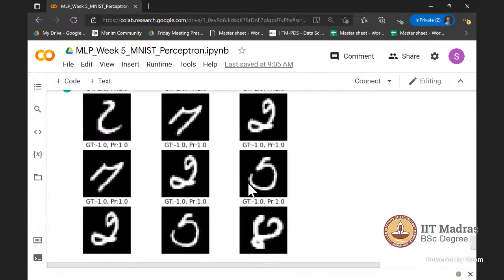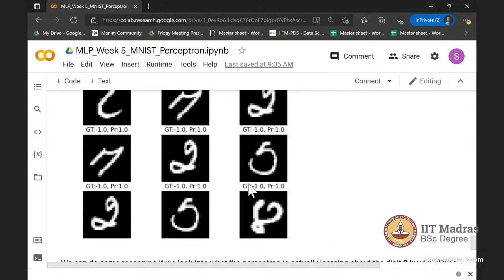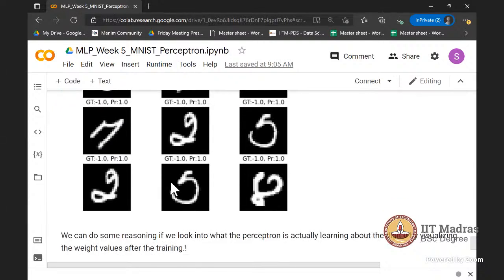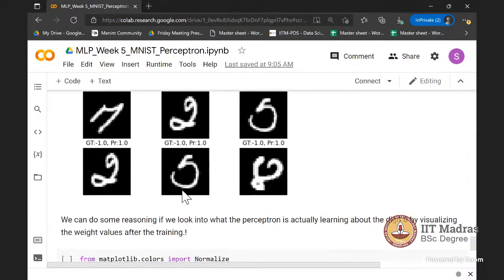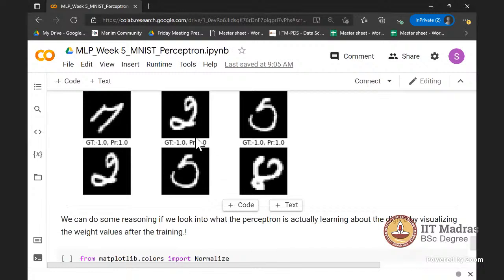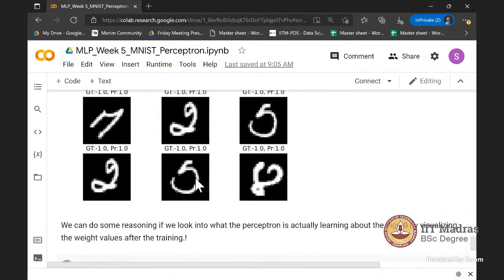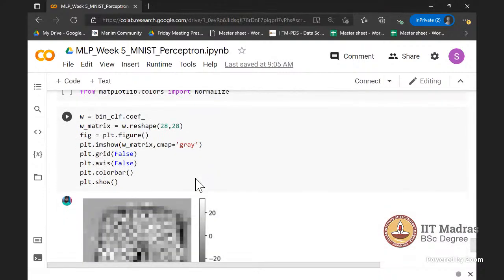So now you will see some of the misclassified samples. If you look at the second column, third row, which is actually 5, it looks like 5. I don't know what the actual label is in the data set, but it is predicted as 1, and its ground truth is -1. That means it does not belong to the 0 class, but since it looks like 0, there is a circular shape at the bottom, maybe because of that it classified it as 0. Then these misclassifications are happening.